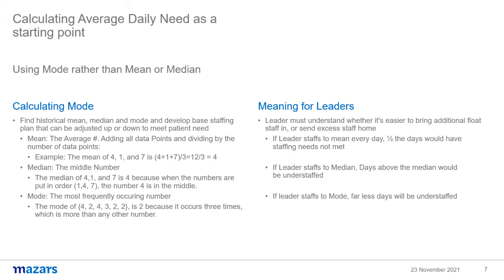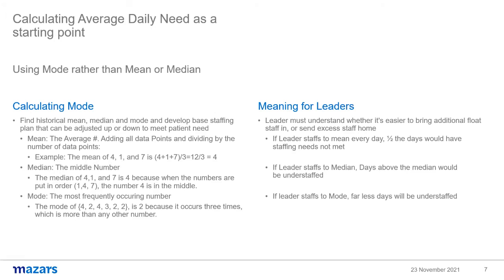So if we look at the mean, which is the average, all that we're doing there is adding all the data points together and dividing them by the number of data points. For example, 4, 1, and 7 is 4 plus 1 plus 7 divided by 3. Add what's in the parentheses, you get 12 divided by 3 is 4. So our mean, or the average of those three numbers, is 4. And then the issue there is that if the leader staffs at the mean every day, half the days are going to have unmet staffing needs.